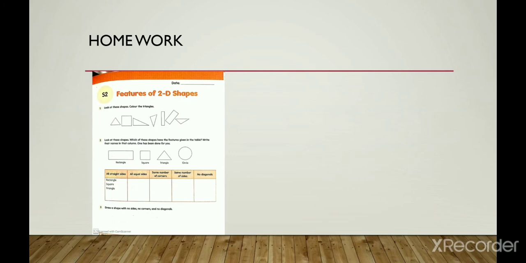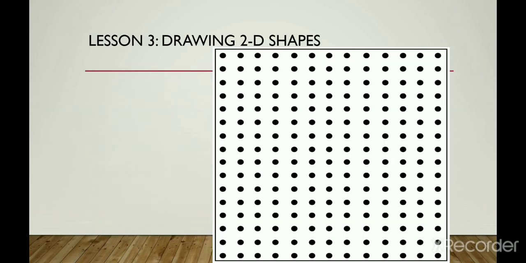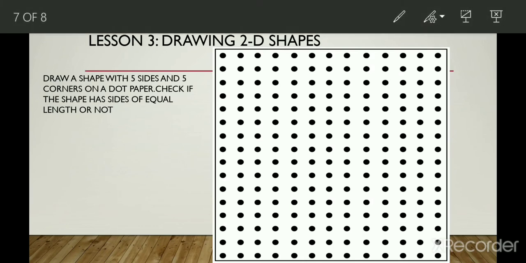Now coming to lesson number 3, which is drawing 2D shapes. Now in some shapes the lengths of all the sides are equal, but in some shapes the lengths of all the sides are different. This is called a dot paper.